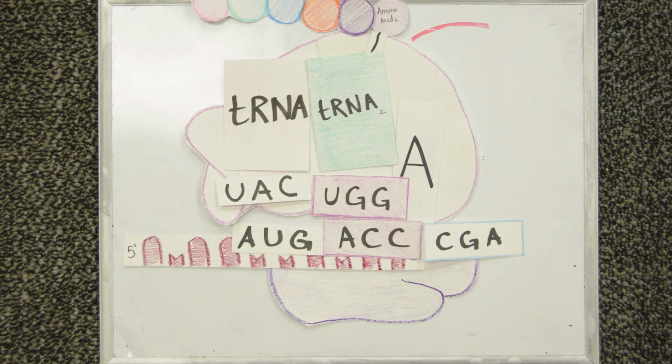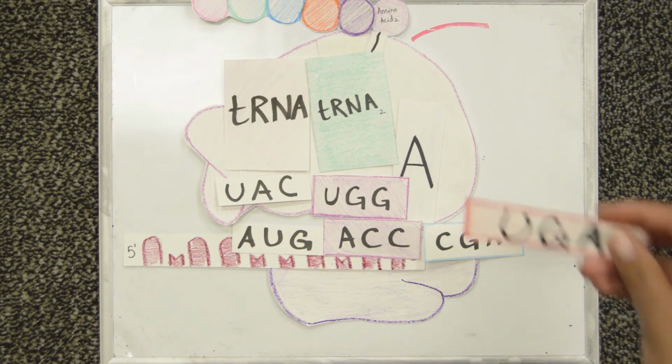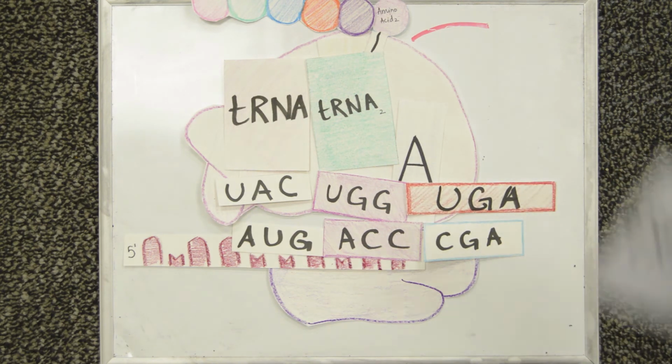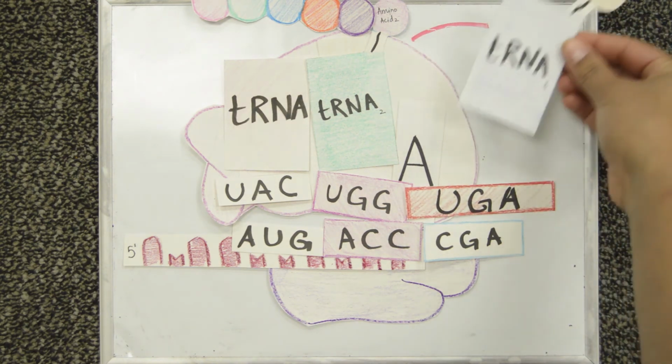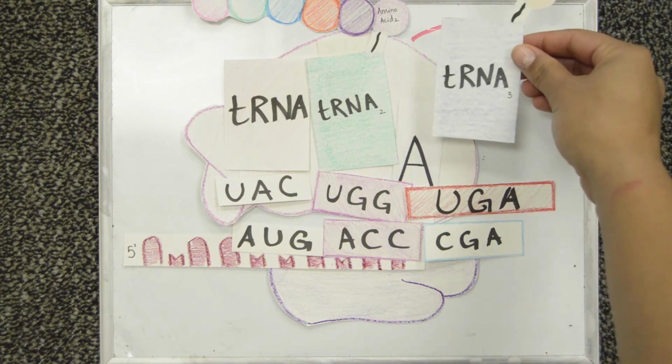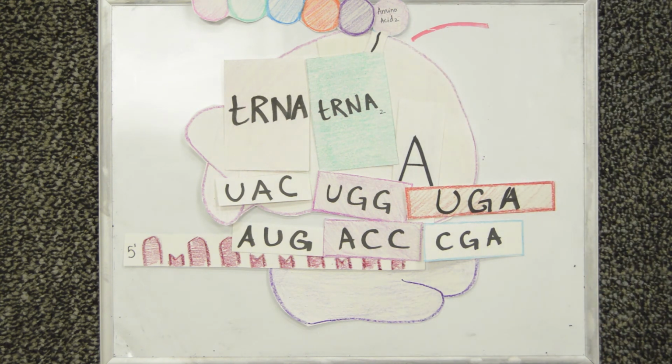Elongation ends and termination begins when a ribosome encounters a termination codon. Because tRNA does not contain a complementary anticodon, it leaves a vacancy in the A site. Stop codons can be UAA, UAG, or UGA.